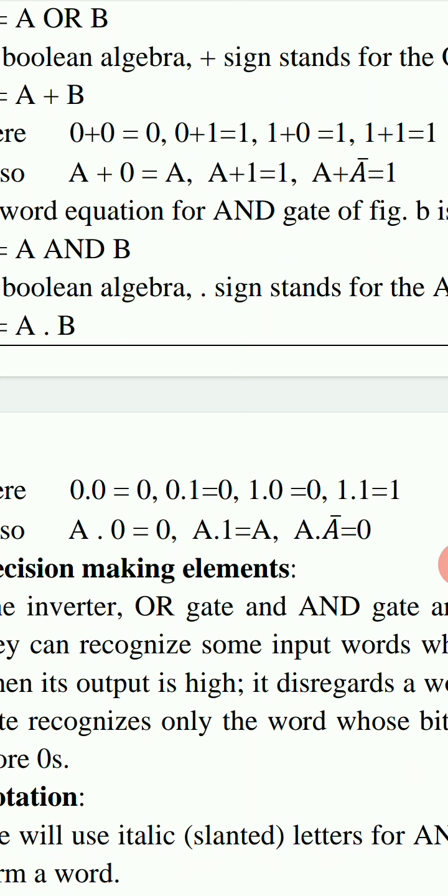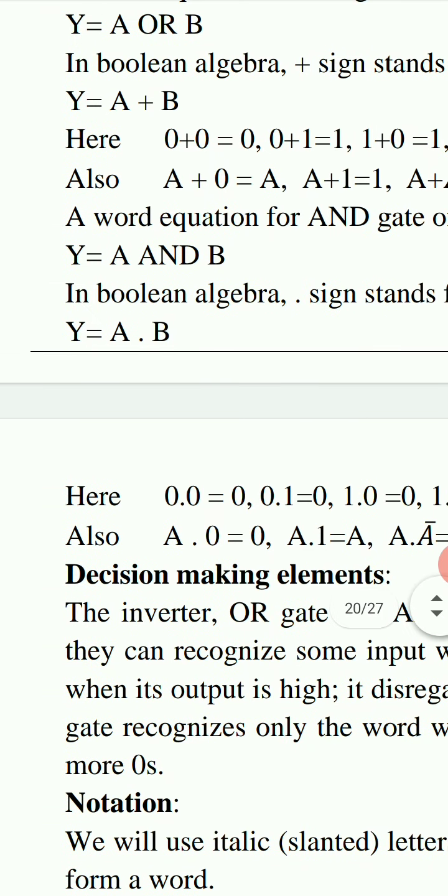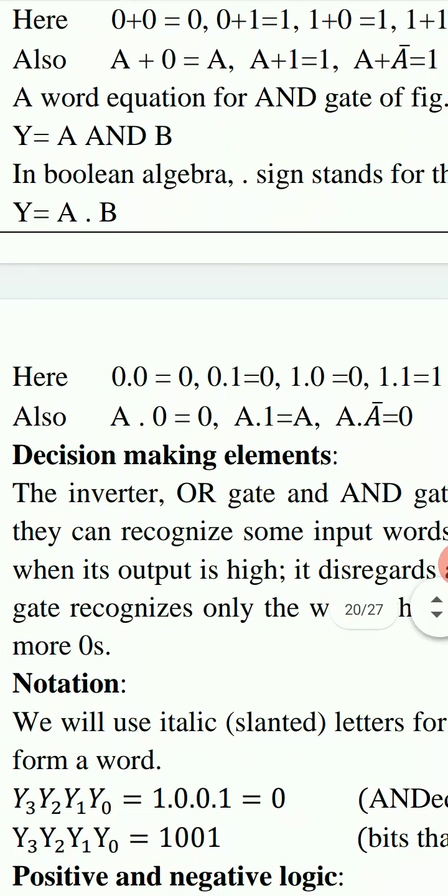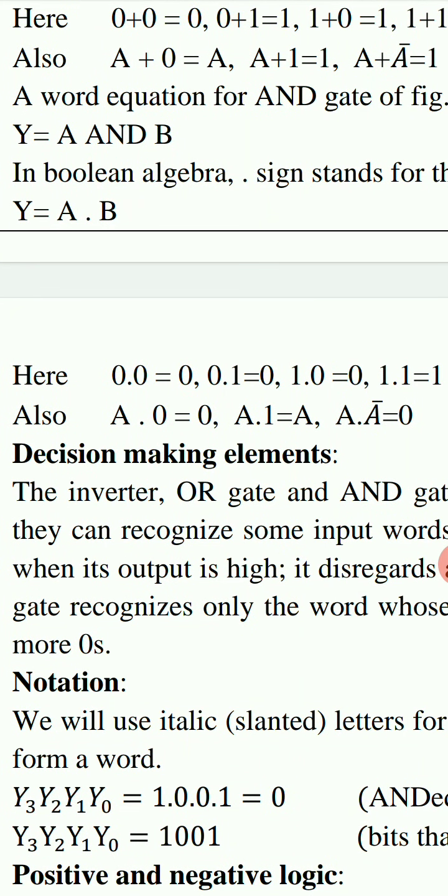On the left hand side, these are the values of two inputs A and B. If both inputs are 0, then output is 0. If any one input is 1 and other is 0, then also output is 1. And if both inputs A and B are 1, output is 1. This is OR operation. Also, A plus 0 equal to A. A may be either 0 or 1, whatever it may be, A plus 0 is always equal to A.